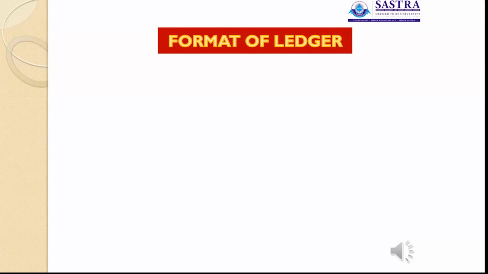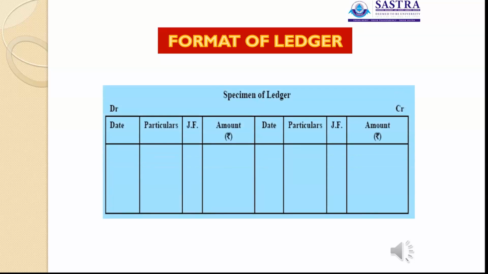Now, we shall see the format of ledger. In this format of ledger, there are two sides of an account. Left hand side is the debit side and right hand side is the credit side. In both sides, the first column is for date, second column for details, third column for the journal folio number, and in the last column the amount of the transaction is recorded.